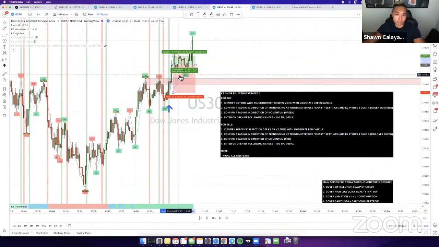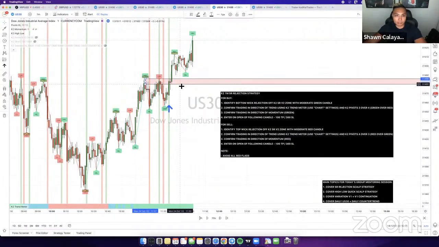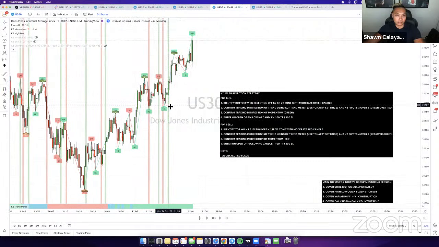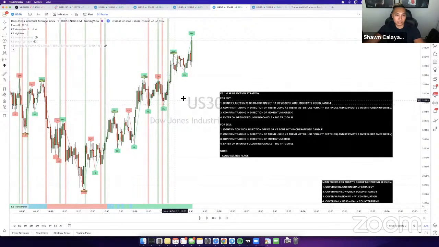If there's any other questions regarding this strategy, feel free to put your questions in the chat. But as you guys can see, it's pretty self-explanatory, simple strategy, not too difficult to apply. And this one can pretty much be applied throughout all market conditions. It'll work best during consolidation and ranging markets, but you can still apply this even when price is moving directional.